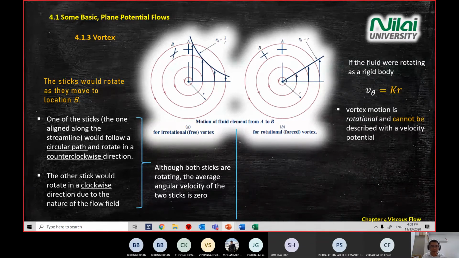Now for the forced vortex, your v theta equal to kr, which I just explained about this solid line. So the vortex motion is rotational and cannot be described with the equation of the velocity potential.